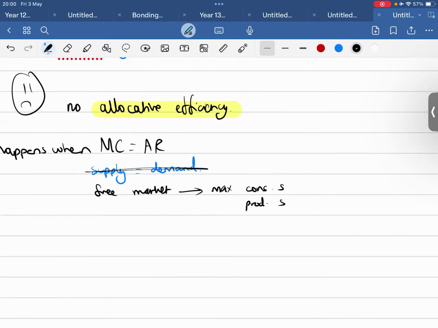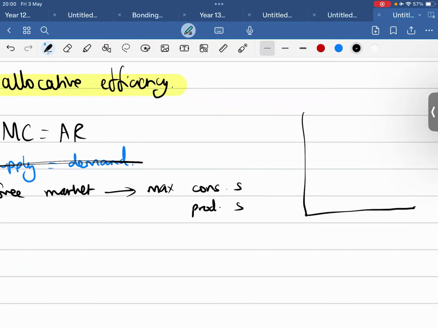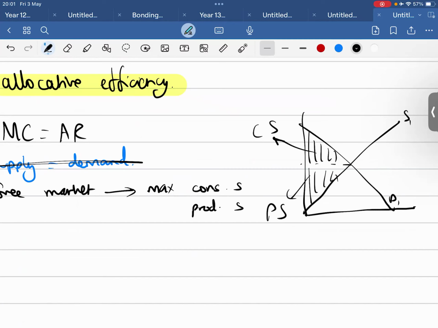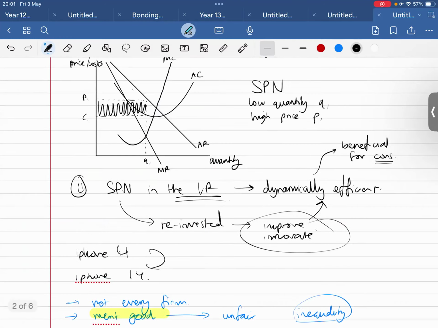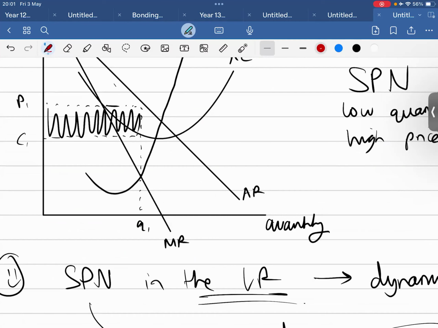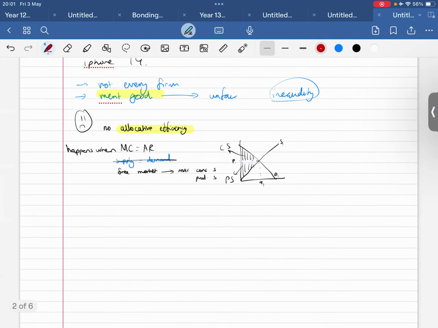You could even draw it like this: supply, demand, consumer surplus here, producer surplus here. And just say that a free market outcome is at Q1 and P1, or you can reference it here and draw Q2 and P2. That would be the ideal outcome to maximize allocative efficiency.